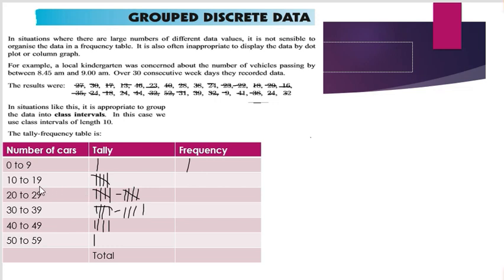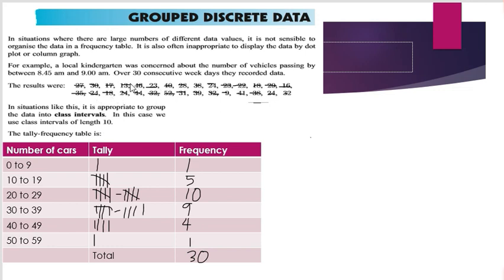So we have here 0 to 9, we only have 1 data. And then 10 to 19, we have 5 data. And then 20 to 29, we have 10 data. 30 to 39, we have 9 data. 40 to 49, we have 4, and then 1. After that, you also have to write the total of the data. So 1 plus 5 is 6, plus 10 is 16, plus 9 is 25, plus 4 is 29, and then plus 1 is 30. Let's check whether we have the same amount of data here.